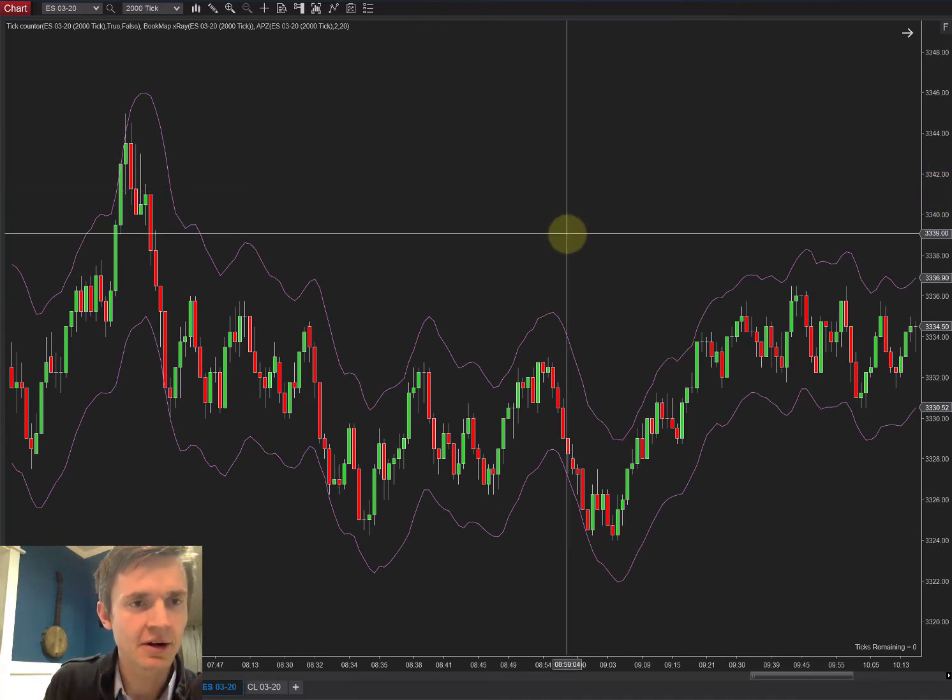It's kind of a fun little indicator, one you never really hear about. So play around with it if you like. Again, that is the APZ, the adaptive price zone indicator.